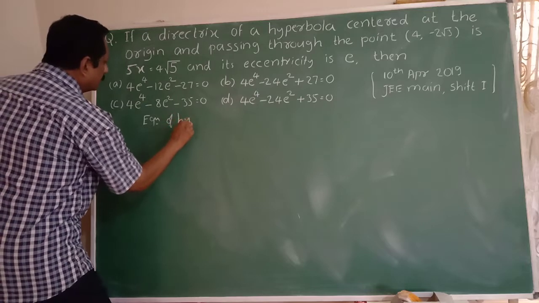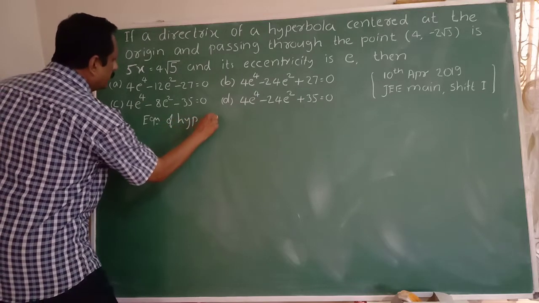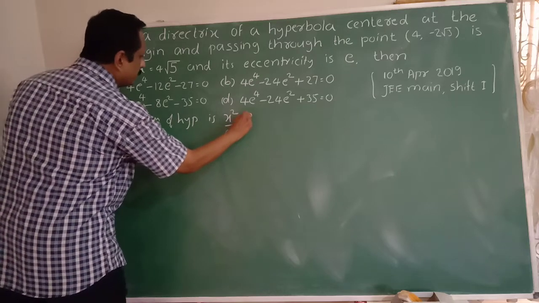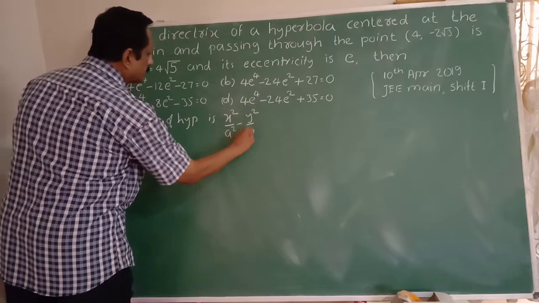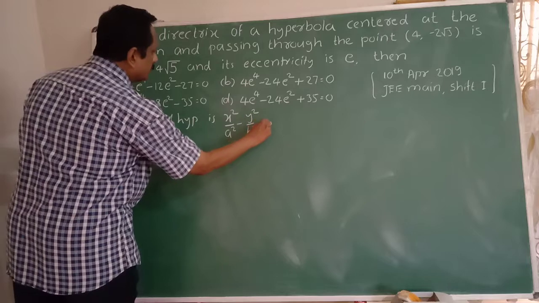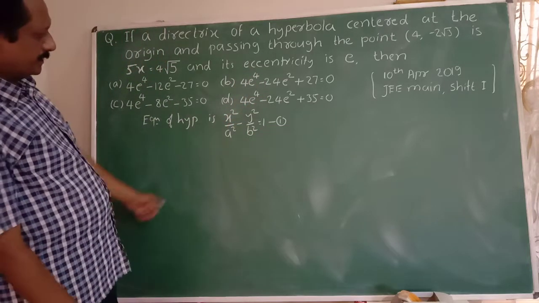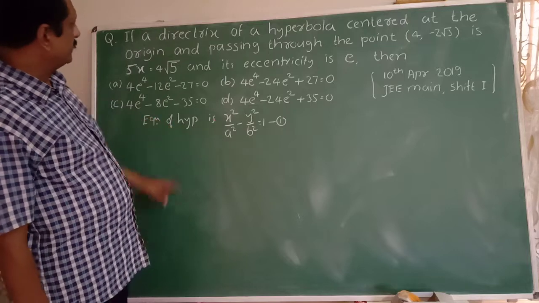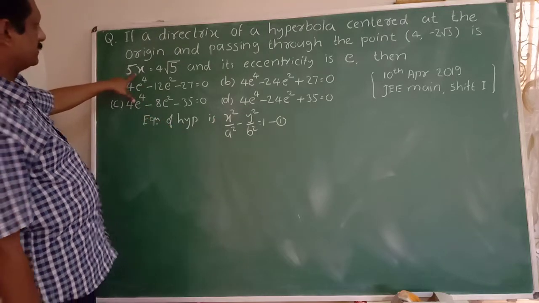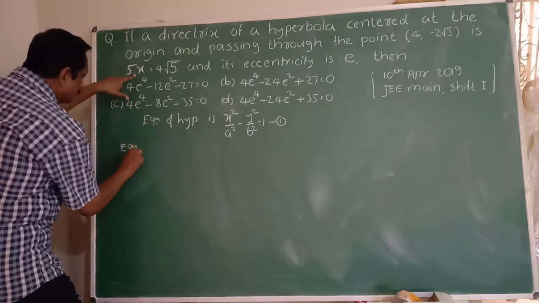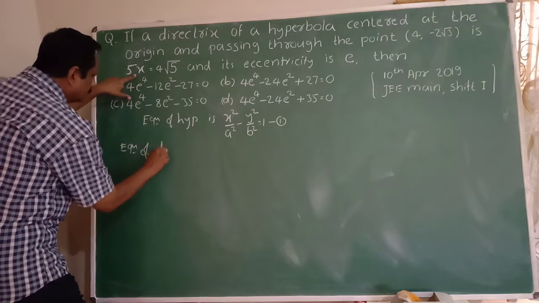equation of hyperbola is x²/a² - y²/b² = 1. Take this one as equation number 1 here. If this is a hyperbola, they have given here the equation of the directrix is this here. Okay, equation of directrix.